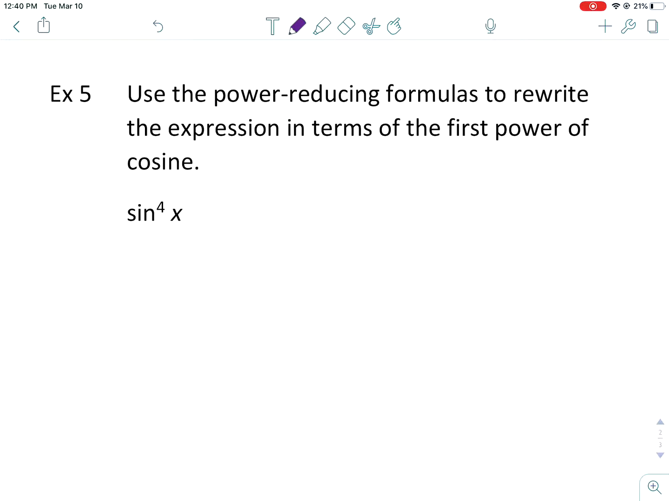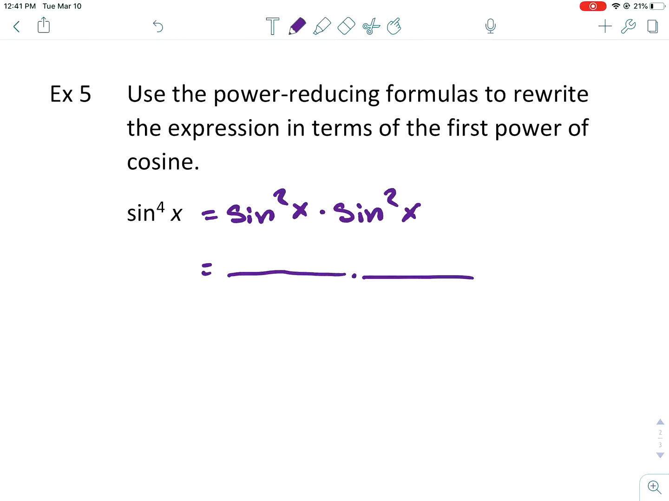So how can I rewrite sine to the 4th? We're going to do sine squared times sine squared. All right, so now I can use the power reducing formula for sine squared and then just multiply it by itself again. So if we want to reduce down sine squared of x, we're going to do 1 minus cosine of 2x over 2. And like I said, we would have to do that twice to make it work for this problem.